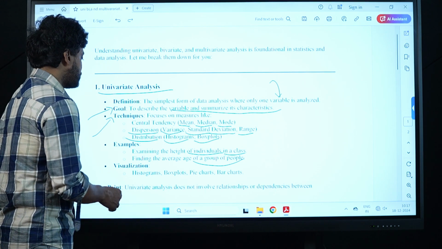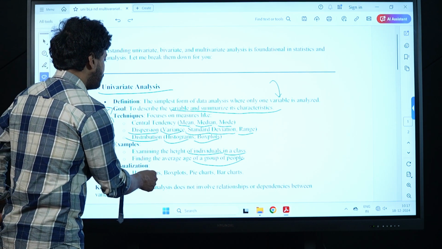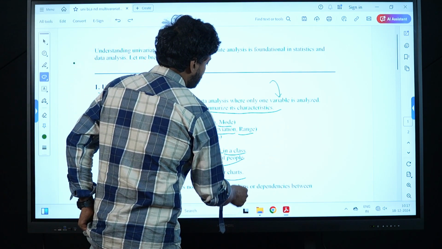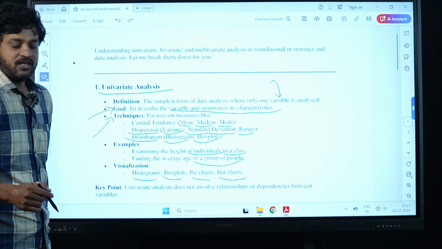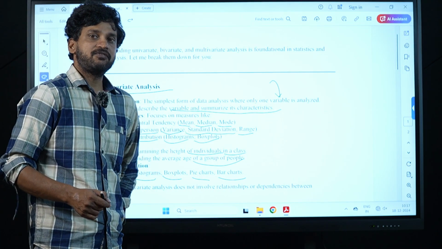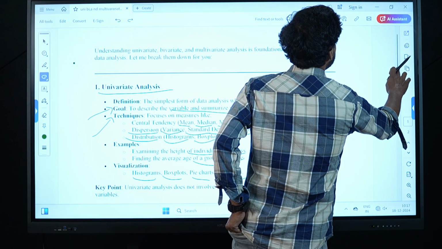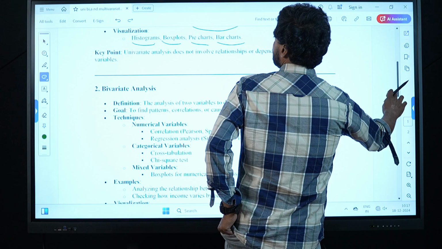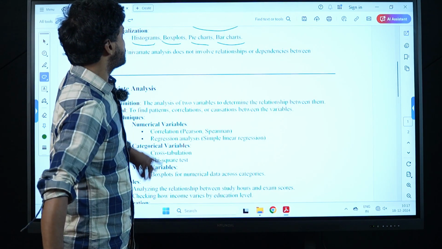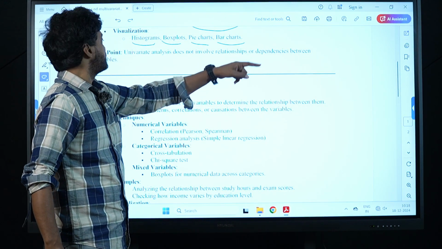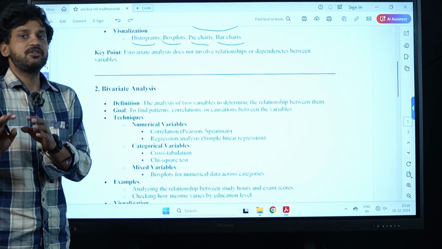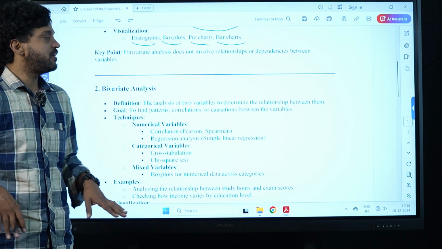For visualization, we use histograms, box plots, pie charts and bar charts. There are several visualization techniques we will use, such as Seaborn or Matplotlib. Univariate analysis does not involve the relationship or dependencies between variables. It just analyzes one and only one variable.